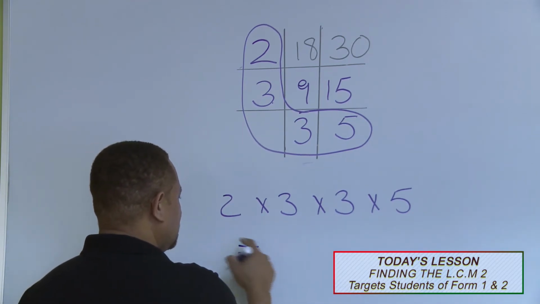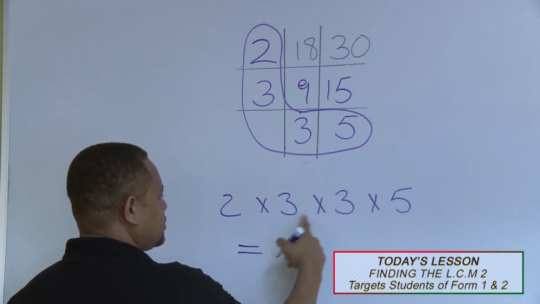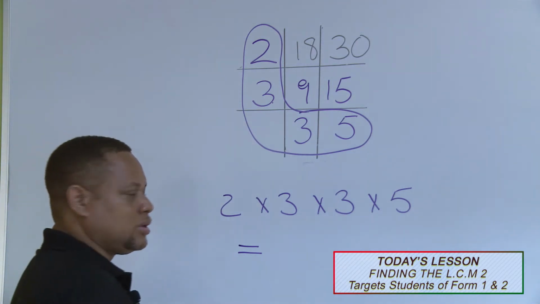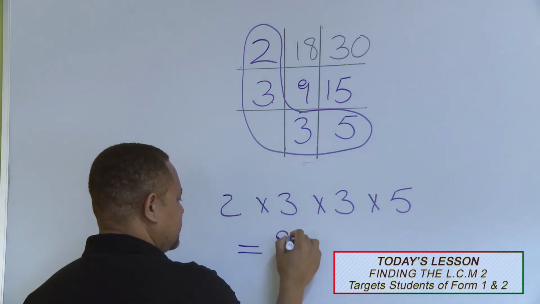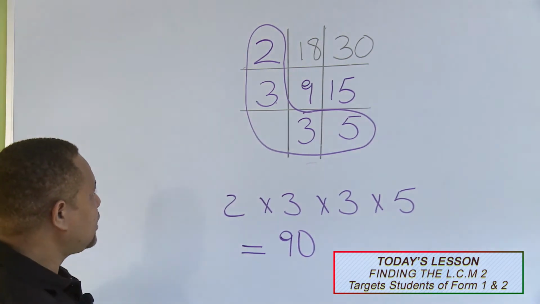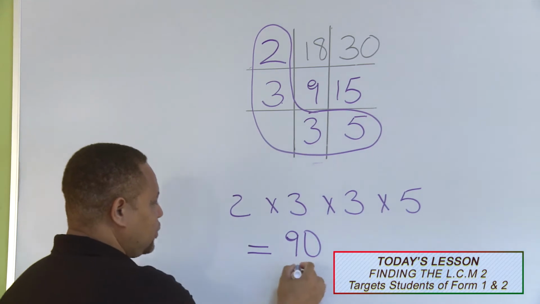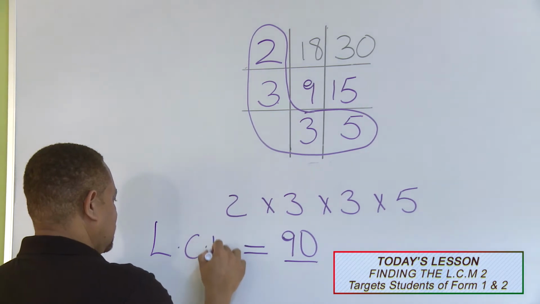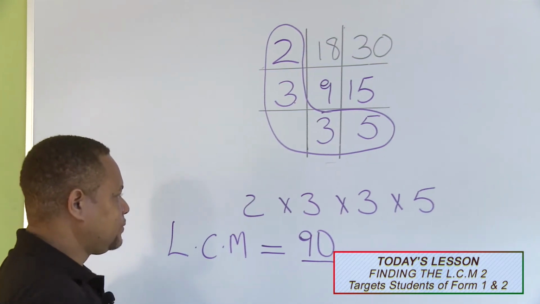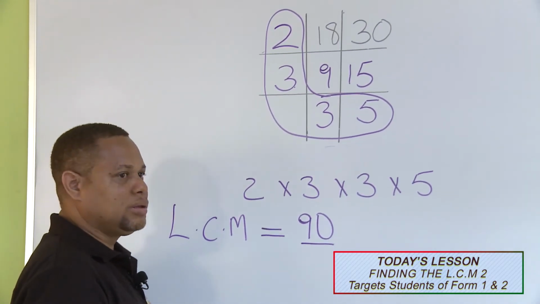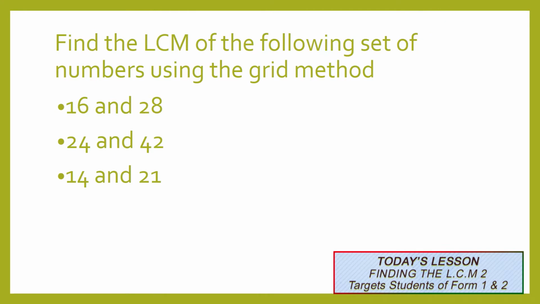And we can see 2 by 3 is 6, 6 by 3 is 18, 18 by 5 should give you 90. So the LCM of 18 and 30, or the lowest common multiple of 18 and 30, is 90. Now I've placed some on the screen, and you should try them. So find the LCM of the following set of numbers using the grid method.